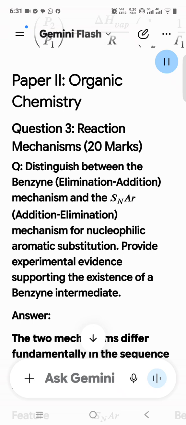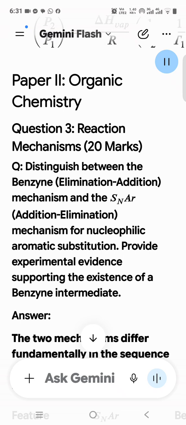Assumption 1. The molar volume of the gas, V_G, is vastly larger than the molar volume of the liquid, V_L. Therefore, the liquid volume can be neglected. Assumption 2. The vapor behaves like an ideal gas. Therefore, we can substitute V_G = RT/P into the equation. Substituting these assumptions back into the Clapeyron equation, integrating this expression, assuming delta H_vap is constant over the temperature range, yields the standard integrated form.